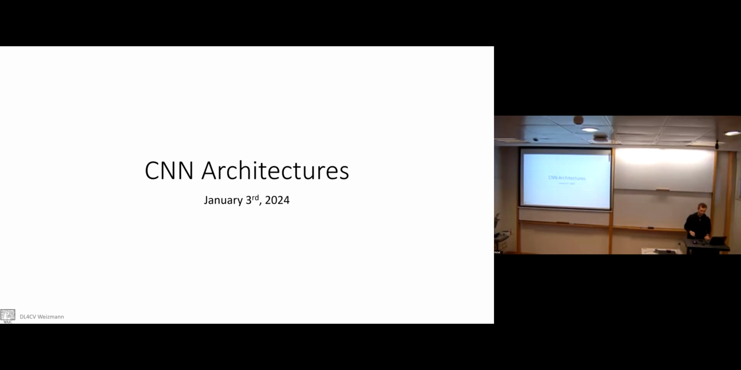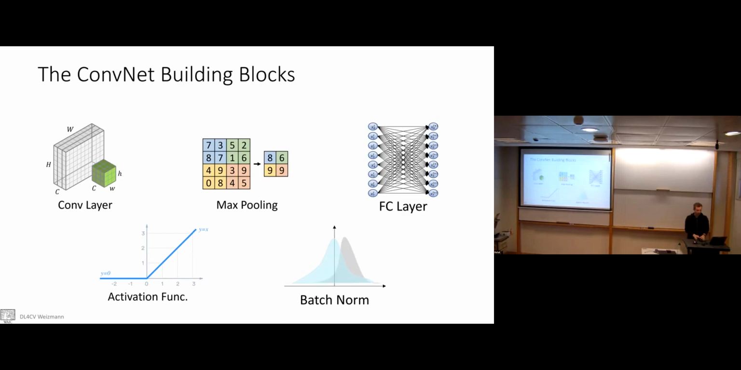So today we're going to talk about different CNN architectures. So far, you learned about all the small building blocks that you can use to actually construct your CNN models, such as the convolutional layers, max pooling, fully connected layers, different activation functions, normalization layers. But now we'll talk about how to actually build a CNN from all those building blocks.